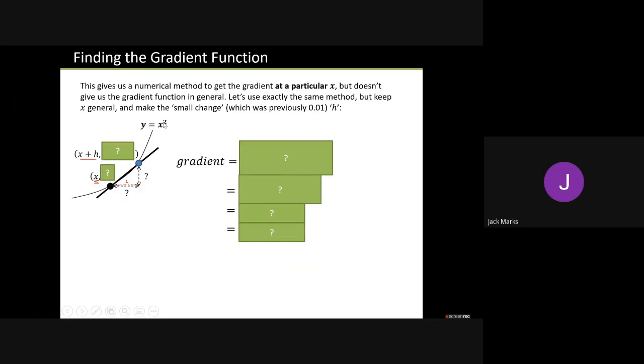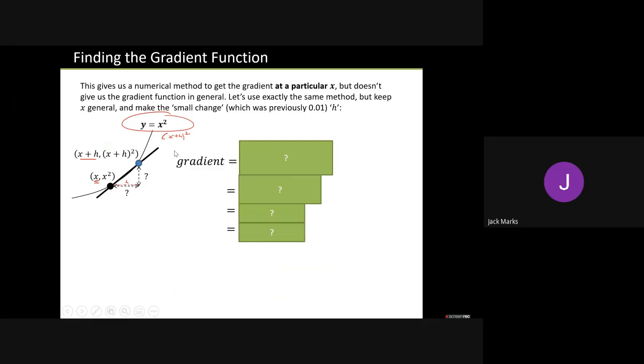To find the y values, you just plug them in the equation up here. So if x is the x part of the coordinate, then the y part is x squared. That's another way you could write it. What if you put x plus h in? Well, you'd get x plus h squared, wouldn't you?